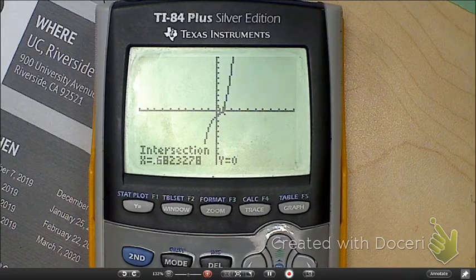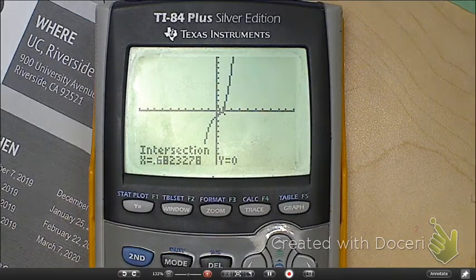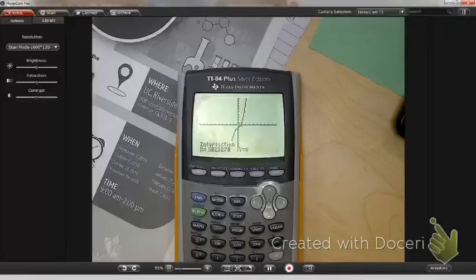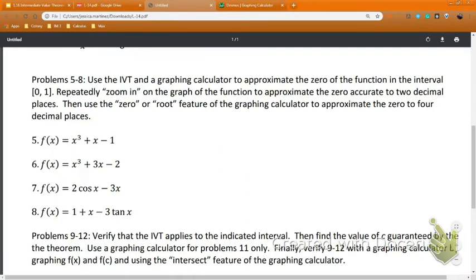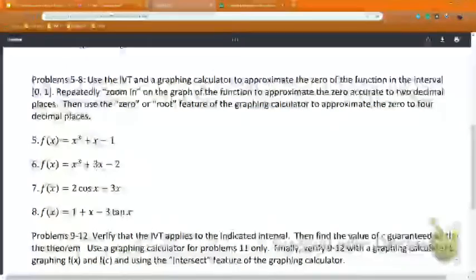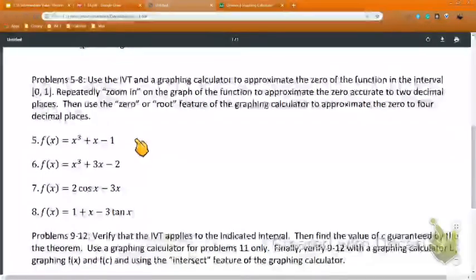We know, let me come back over here really quick. We know that the directions, by the way, say to use the intermediate value theorem and a graphing calculator to approximate the 0 of the function in the interval, and then repeatedly zoom in to find it, and then we go to the graphing calculator and use the 0 or the root feature in order to find it. So we use the 0 or the root feature. I'm going to be honest with you, there's not a ton of work to show for these, so next to number 5 on yours, let's just write that value.